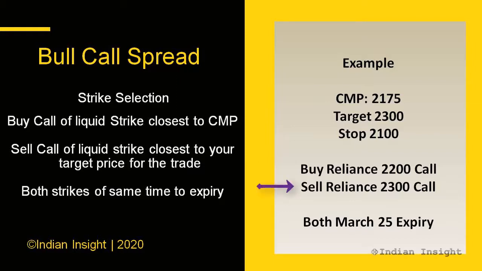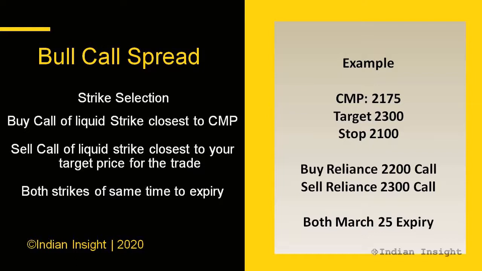For the second leg, we can sell a call option with a strike close to the target price, around 2300, provided there is enough liquidity for that strike price. In case of Reliance, the 2300 call option is liquid, so we can sell the call option of this strike. So by buying the 2200 call and selling the 2300 call, we have created a bull call spread. Since the strike price of the 2200 call is closer to the current market price than the strike price of the 2300 call, the 2200 call is going to be more expensive than the 2300 call.